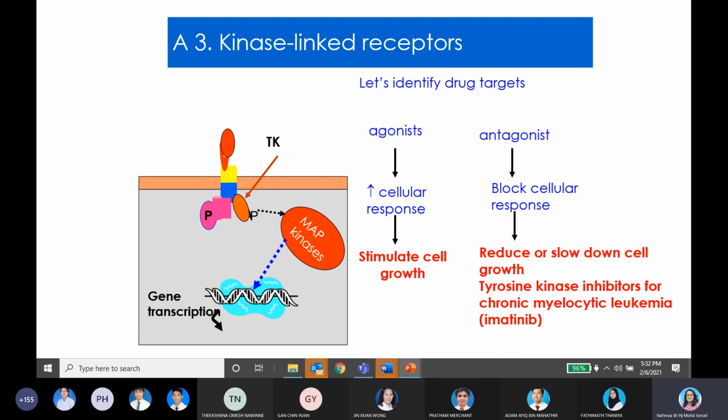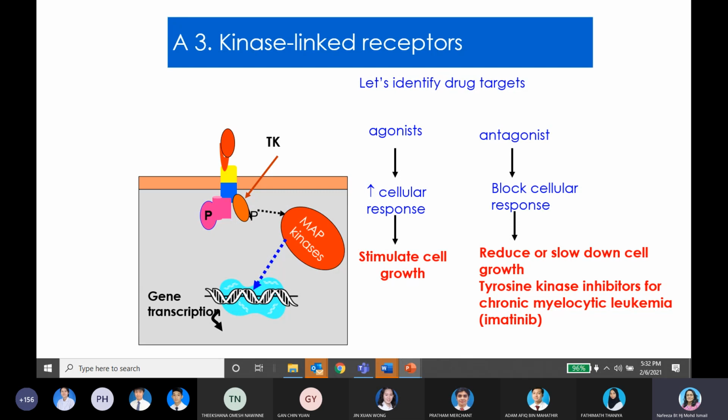We use tyrosine kinase inhibitors to treat chronic myelocytic leukemia, and the biological agent or drug is called imatinib. Instead of just telling you what kinase linked receptors are, I also wanted to tell you that this is how drug development occurs. We make use of the receptors, the pathways and the cell signaling. We suppress this and we stimulate that and we come up with drugs. Any questions on this?